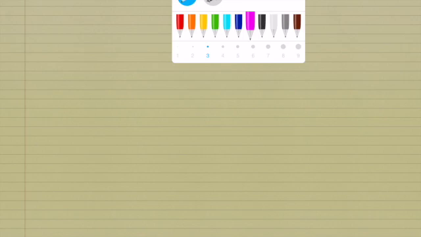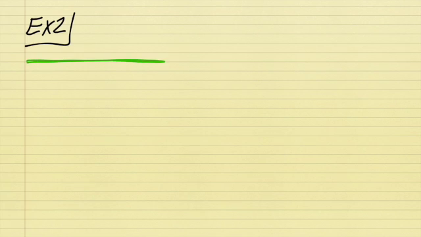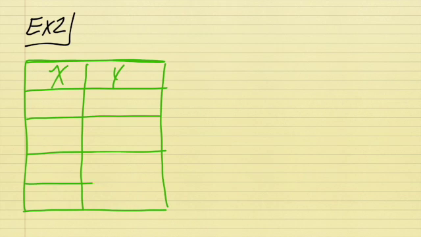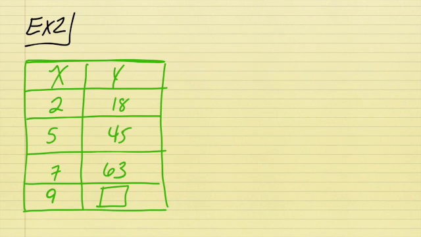Let's do one more. All right, example number 2. Once again, if it's in green, you don't have to write it. They're going to give you a table that looks like this. It's going to have the x's and the y's. For this one, let's do 2, 5, 7, and 9. And the y's are 18, 45, 63, blank.